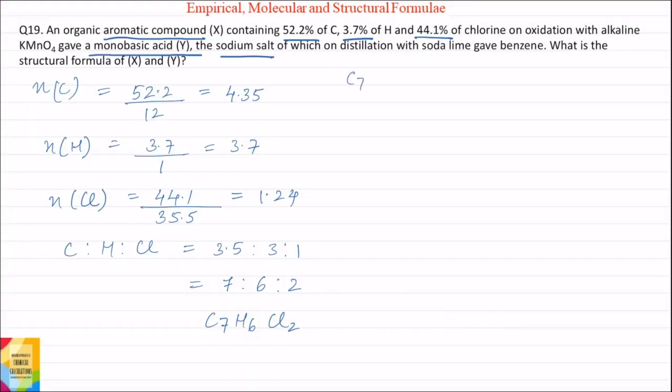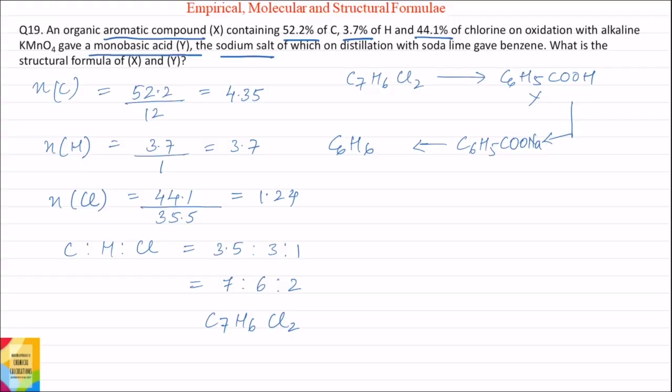So we can write, C7H6Cl2 forms C6H5COOH. Now this is the acid Y, which gives the sodium salt C6H5COONa, and this sodium salt on distillation with soda lime gives benzene.